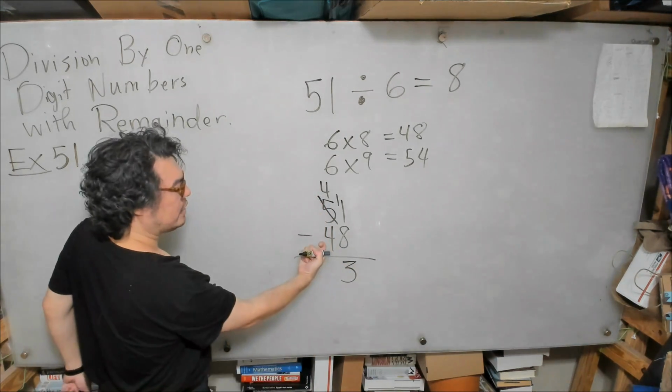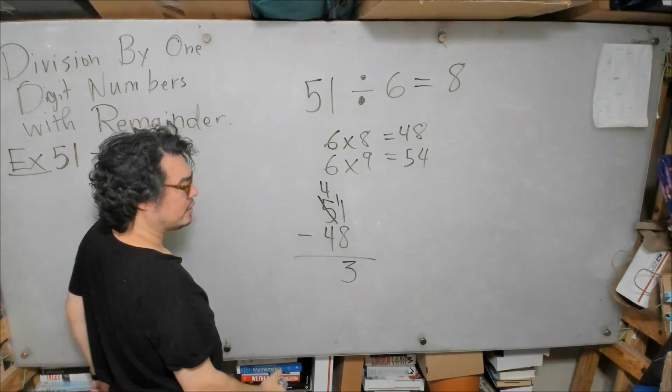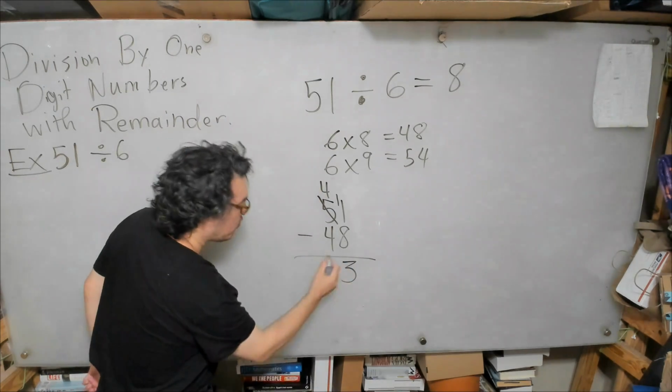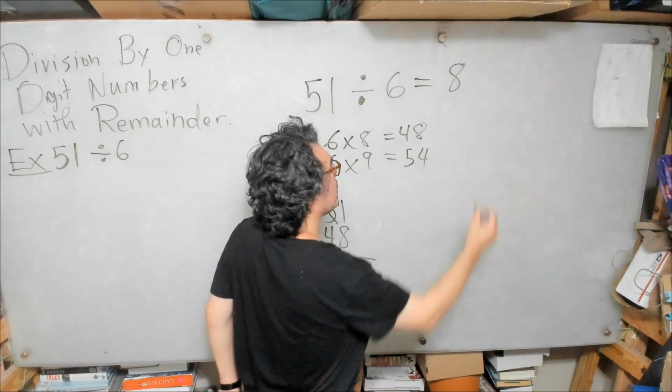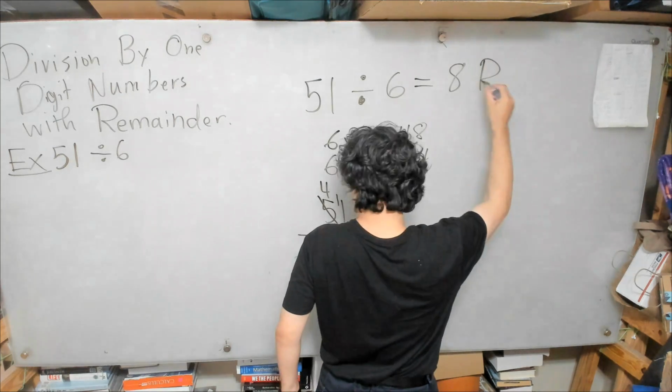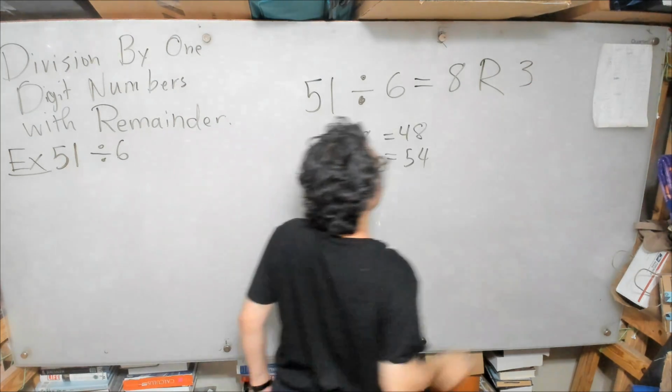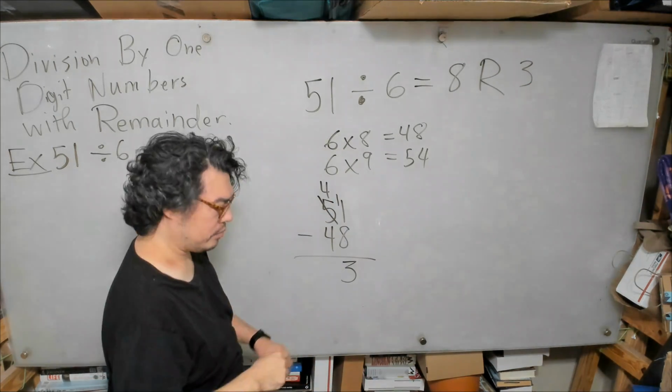Then I ask, can I take 4 from 4? Yes. I get a 0. I don't have to write it here. So I can see that it's 8, remainder 3. Okay? So that's our result.